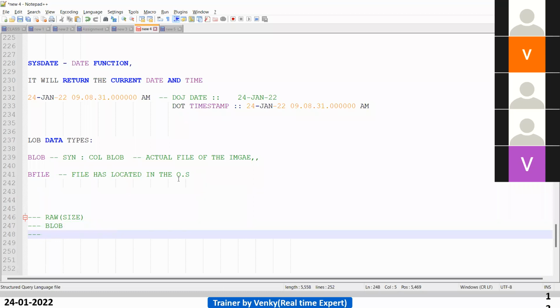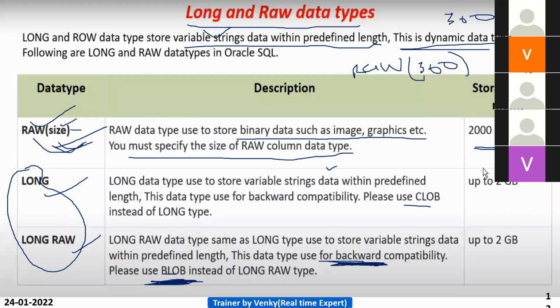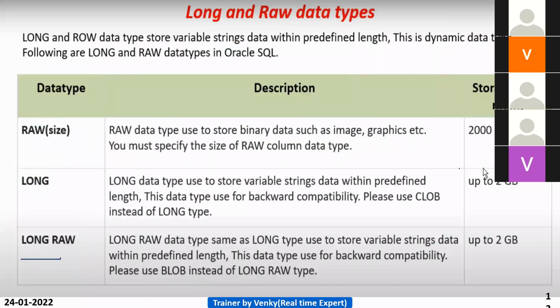B file. In the same way, we have long raw also. Here, raw is 2000 bytes only, no? But long raw is used to store up to 2 GB. It is also the same: only binary structured data will be saved. So the maximum size of long raw is 2 GB.